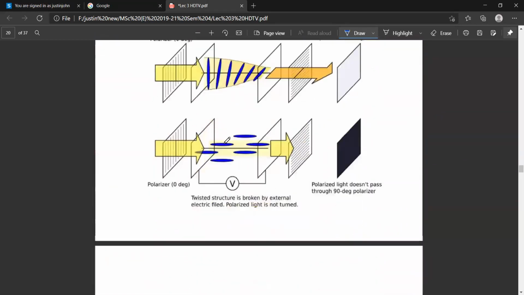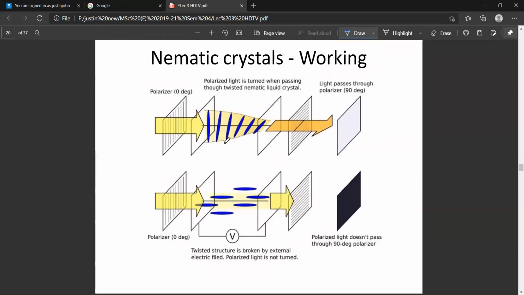We will talk about the details of these nematic crystals and the construction of LCD and LED TV in the next class. But before leaving, let's see how the nematic crystals work. You can see these blue ovals are the nematic phase crystals. They are naturally twisted. The twisting is shown here.